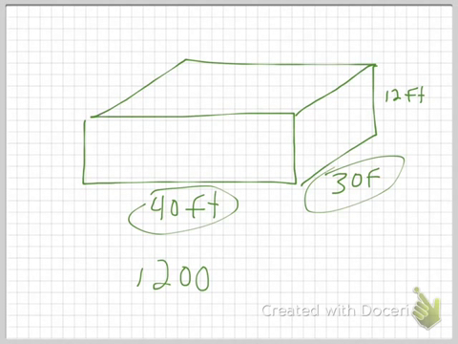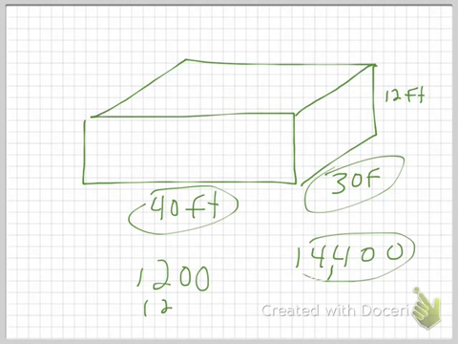Now what do I have to do to find the volume of the whole room? Multiply it by how many? 12. There's 12 feet tall, right? So multiply that by 12. 12 times 12 is 144, so 14,400 cubic feet in here. It would take 14,400 of these 1 by 1 by 1 foot blocks to fill this room.